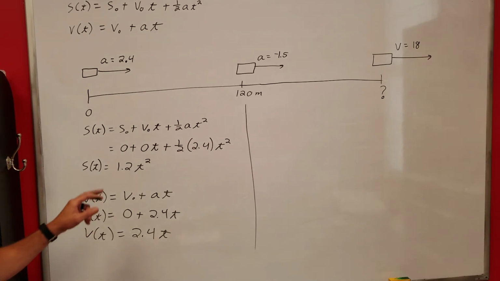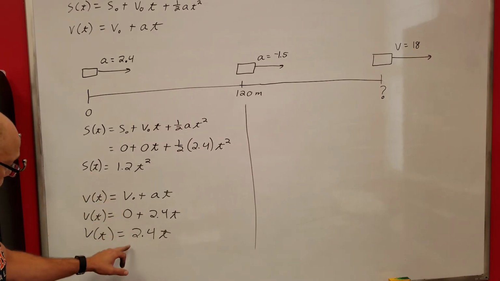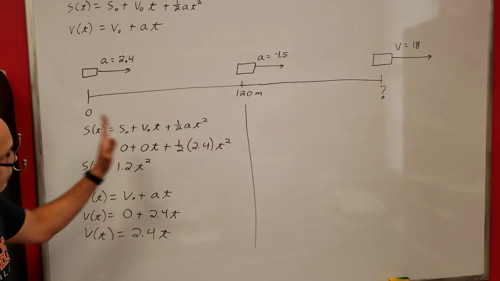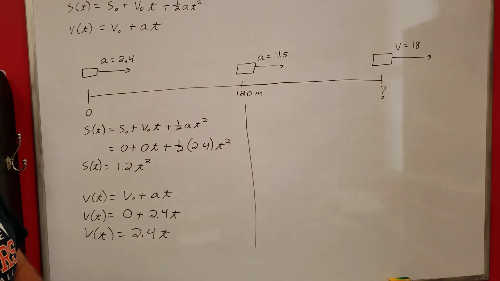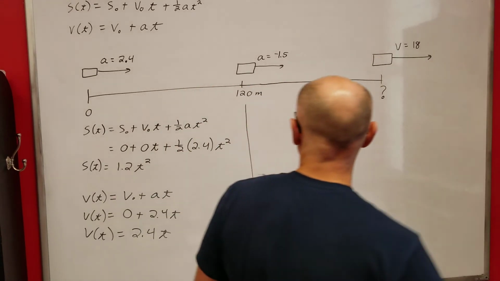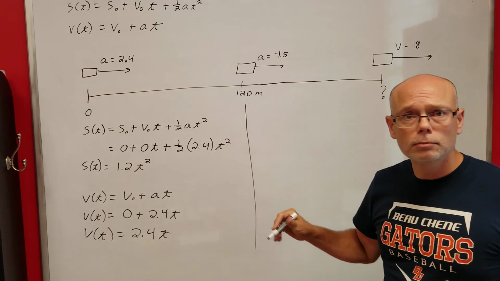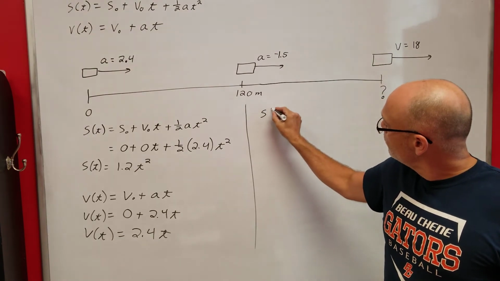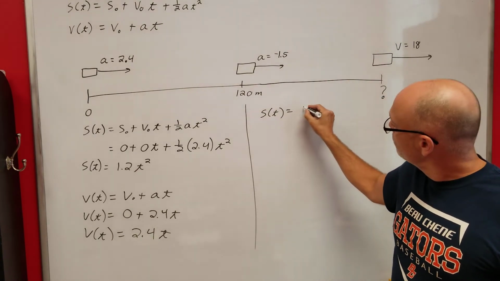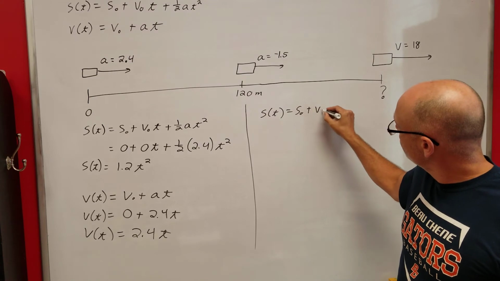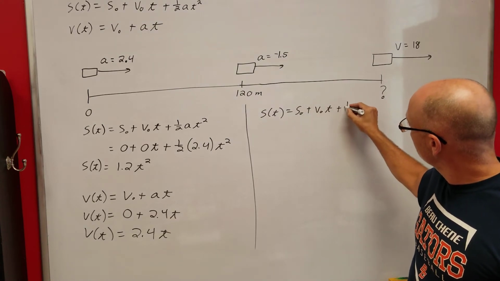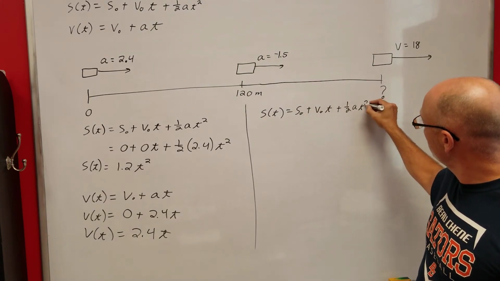All right, so I have my position function and my velocity function for this first part of my trip, right? Let me write my position function and my velocity function for this part of my trip, from here to here, okay? So position function is S of t is equal to S subscript of 0 plus V subscript of 0 t plus 1/2 a t squared, right?